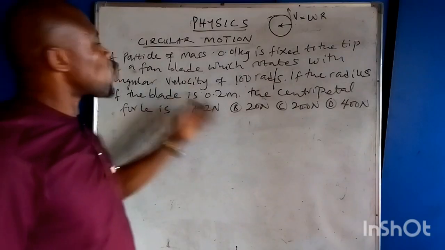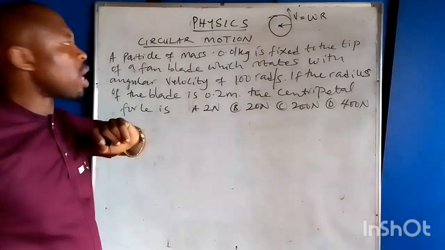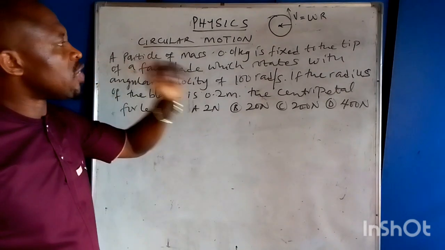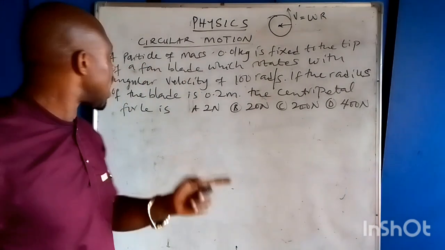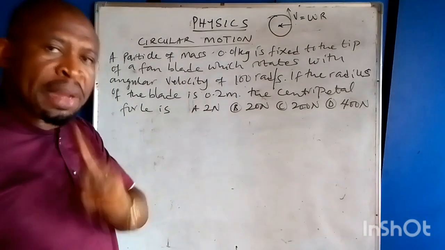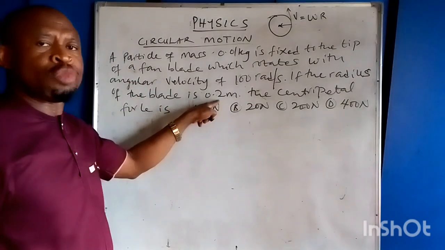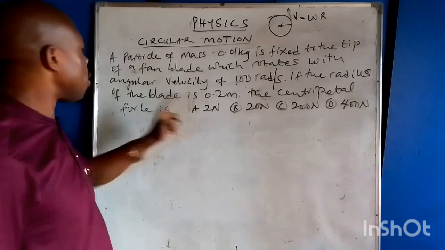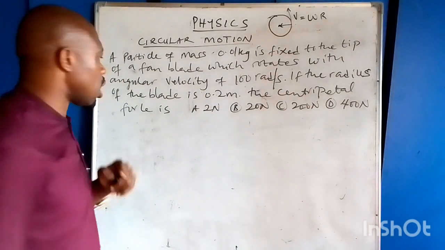Okay. Now we have this question. A particle of mass 0.01 kg is fixed to the tip of a fan blade which rotates with angular velocity of 100 radians per second. If the radius of the blade is 0.2 meters, the centripetal force is one of these options here.